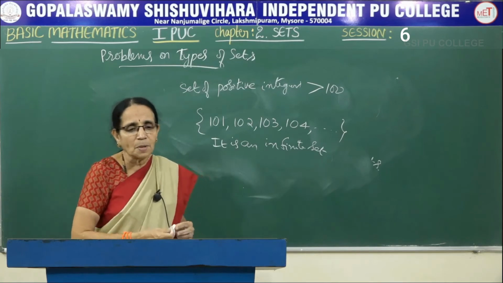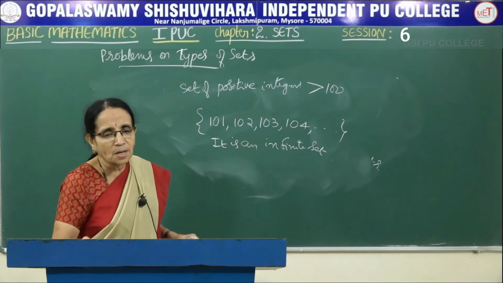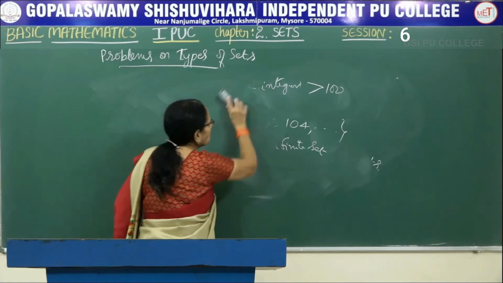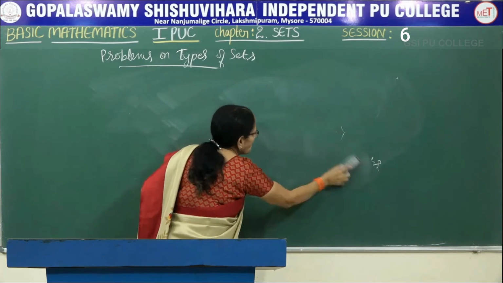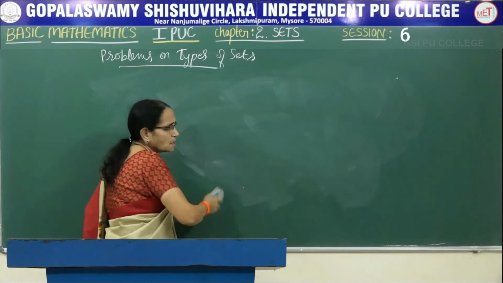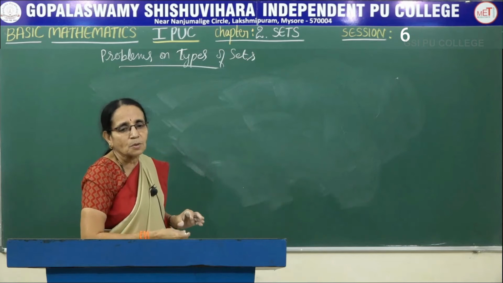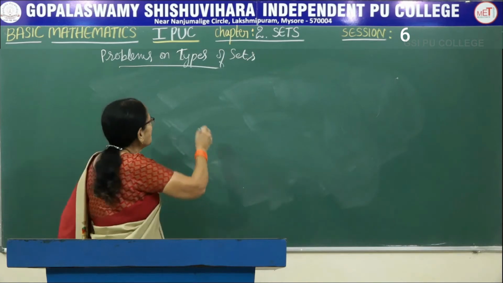So looking at the elements only, we can say whether it is a finite set, or an infinite set, or a singleton, or an empty set. Now take the next. Sometimes it is given like this in sentences. Sometimes it is given in the roster form. Let me take the next one.